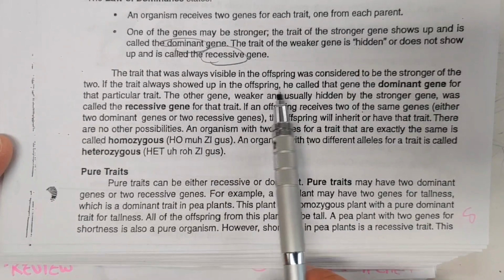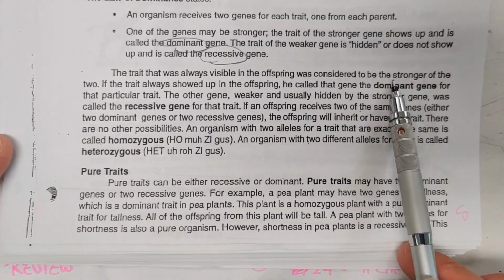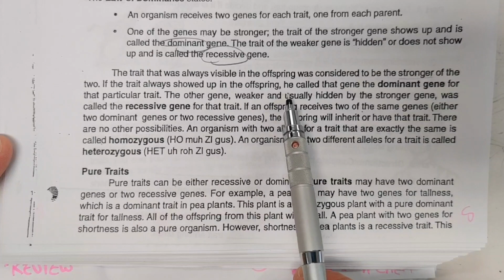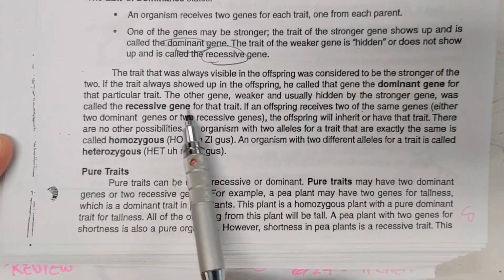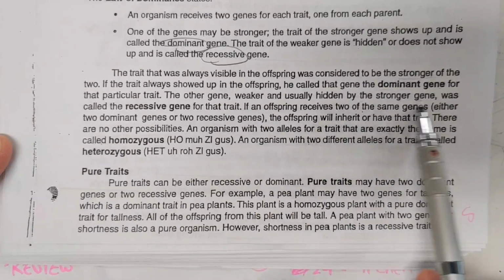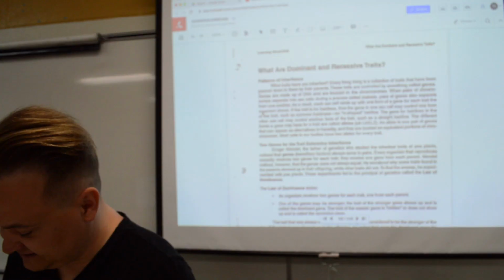The trait that always was visible in the offspring was considered to be the stronger of the two. It always showed up in the offspring, and it was called dominant. The other trait, the weaker one, usually hidden by the stronger gene, was called the recessive gene.